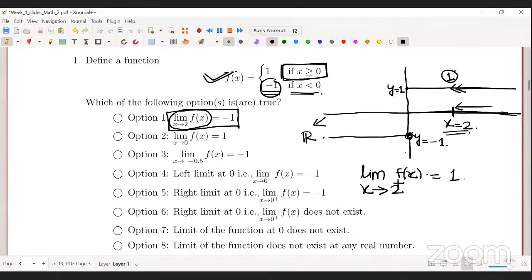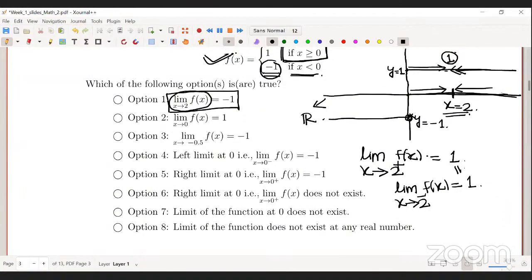Similarly, if you come to this point through the left hand side, you can see the function approaches 1. So both the left hand limit and right hand limit are basically 1. They are the same, so I can say that the limit of the function at x equal to 2 exists.